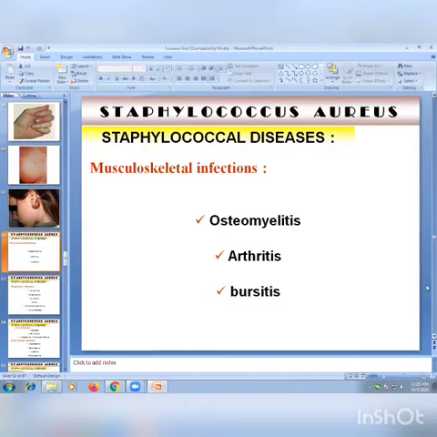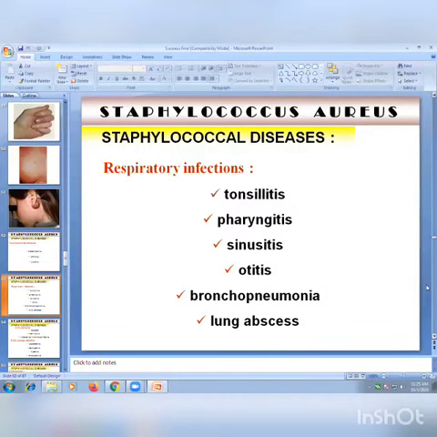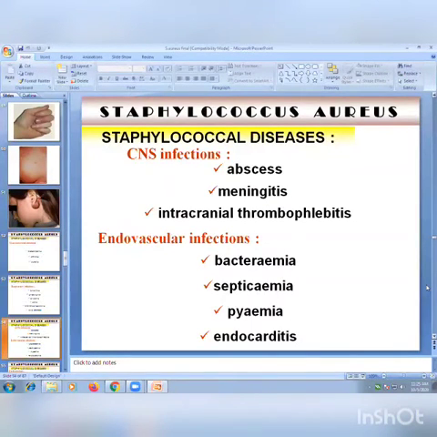Then it also produces musculoskeletal infections like osteomyelitis, arthritis, or bursitis, bone infection. It is also able to cause respiratory tract infections such as tonsillitis, pharyngitis, sinusitis, otitis, bronchopneumonia, and lung abscess. Sometimes it may cause CNS, central nervous system infections: abscess, meningitis, intracerebral thrombophlebitis. Also, it is responsible for endovascular infections like bacteremia, septicemia, pyemia, and endocarditis or pericarditis.